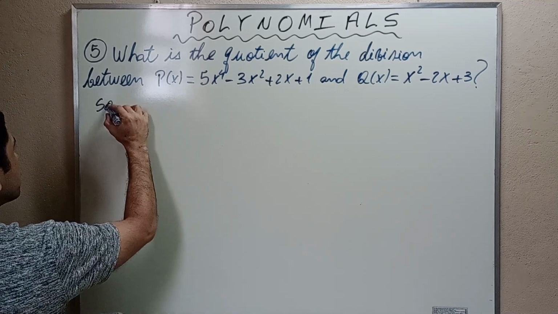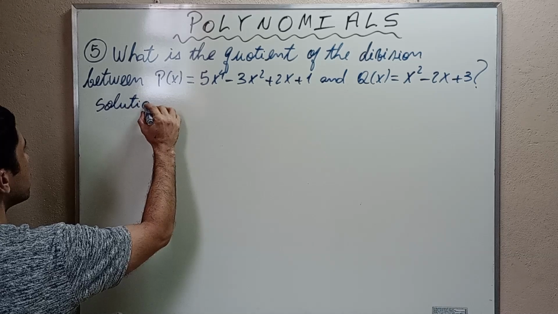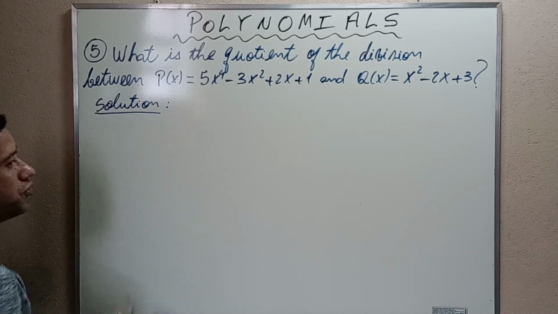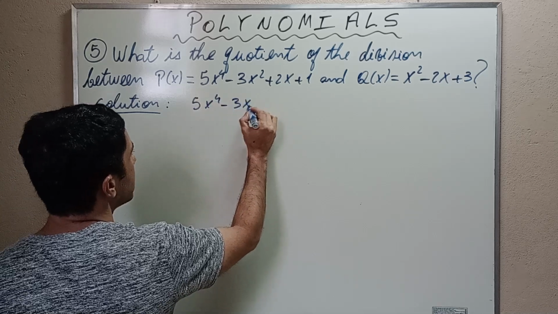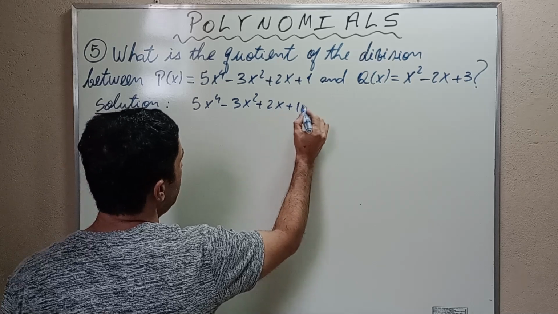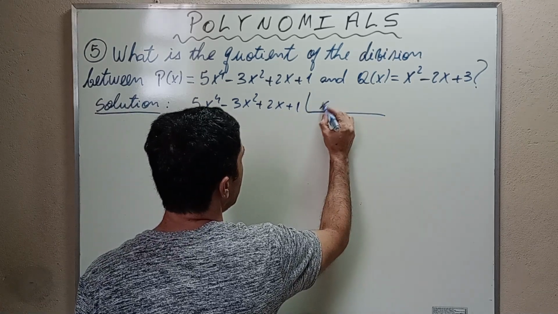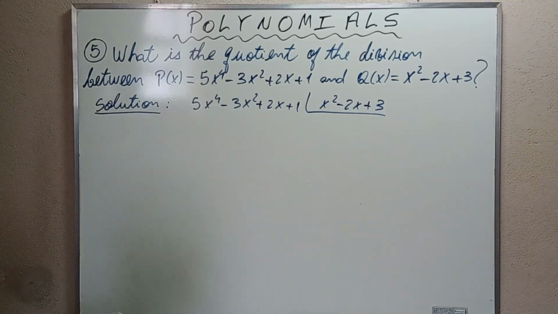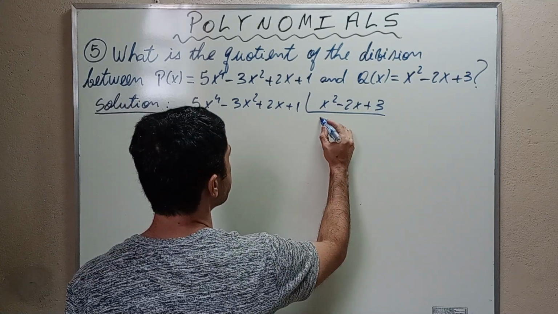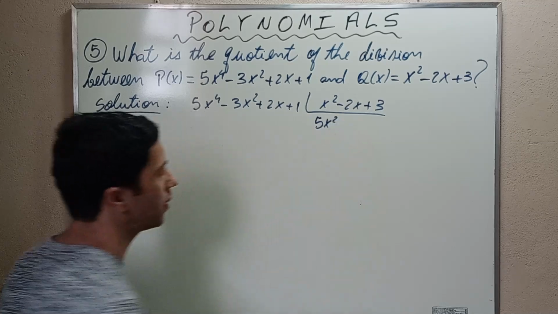Okay, let's go to the solution. We are going to simply divide 5x to the fourth minus 3x squared plus 2x plus 1 divided by x squared minus 2x plus 3. Okay? Let's go. Let's divide 5x to the fourth divided by x squared is 5x squared, okay?